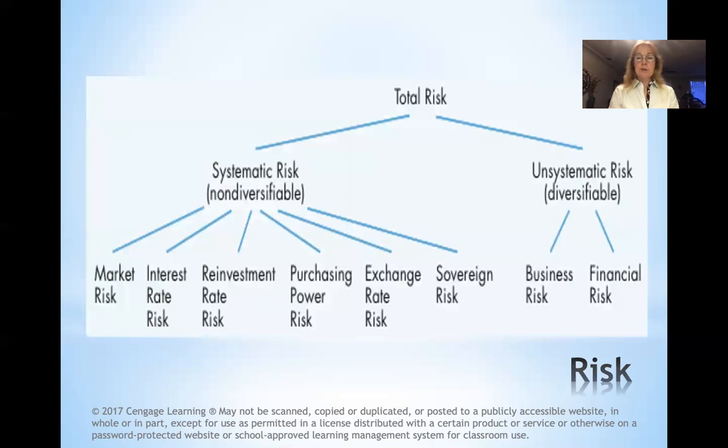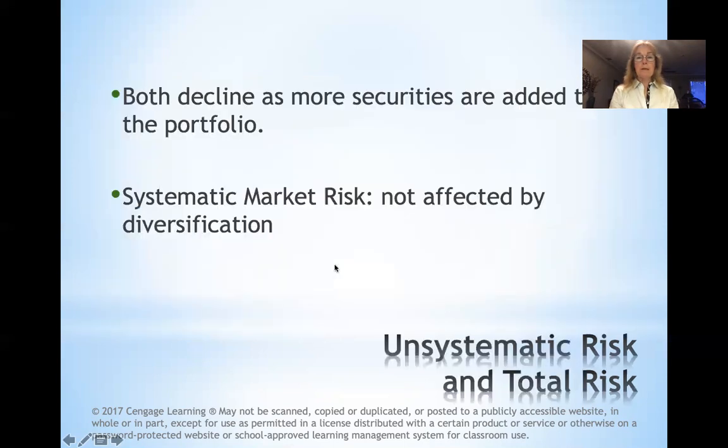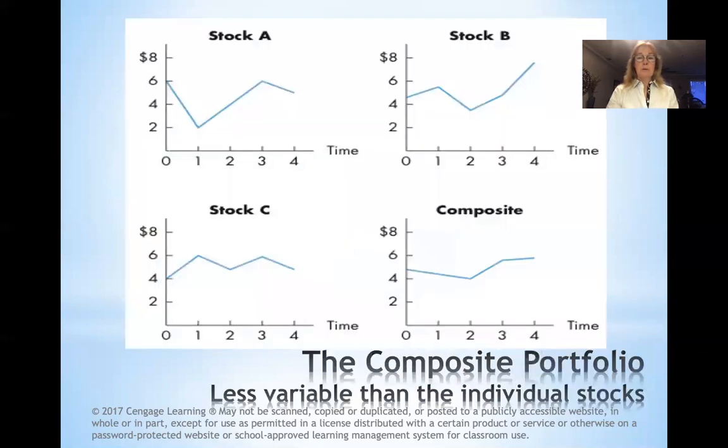All right, so this is just explaining unsystematic, diversifiable versus systematic, non-diversifiable risk. And they're giving you some more examples of what non-diversifiable risk can be. All right, so you can diversify away unsystematic risk. You cannot diversify away systematic risk.